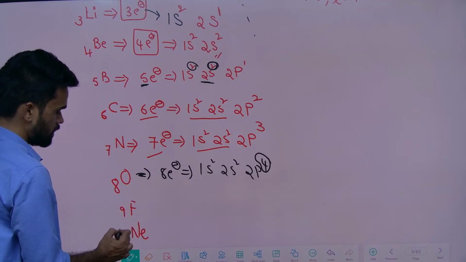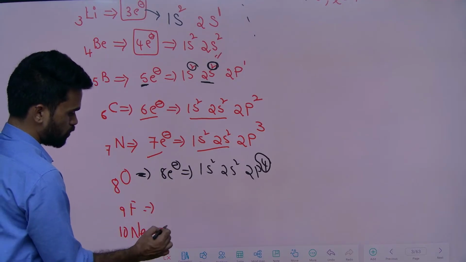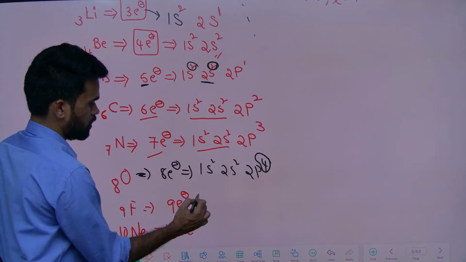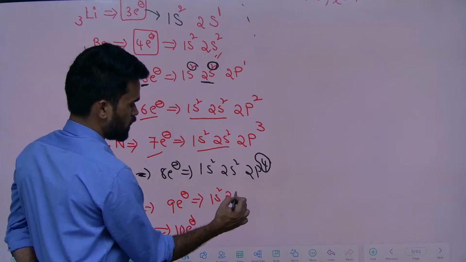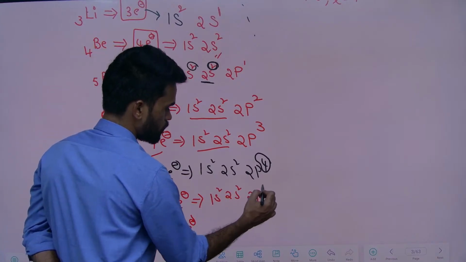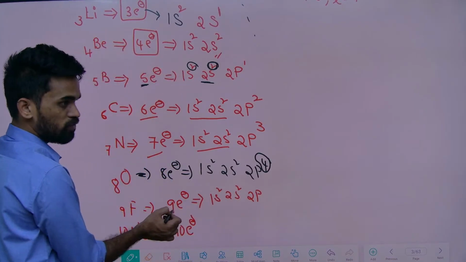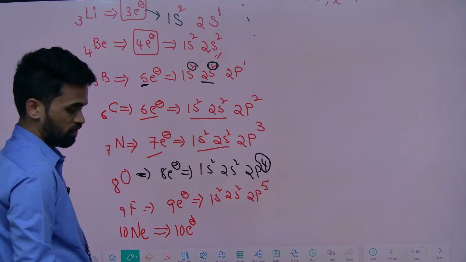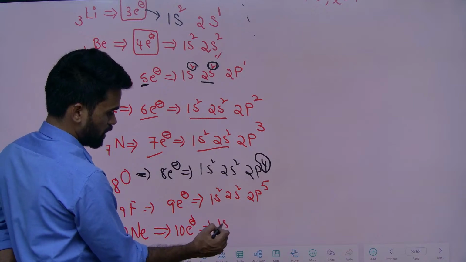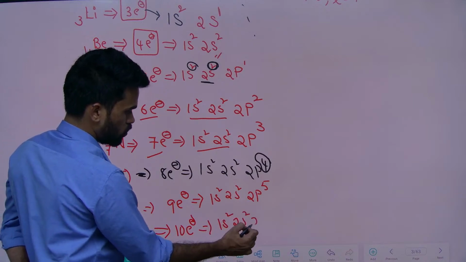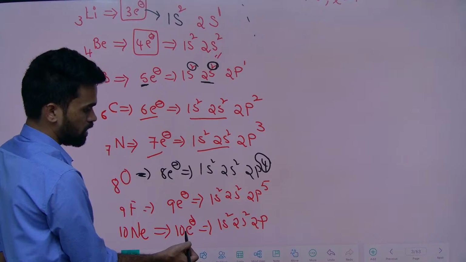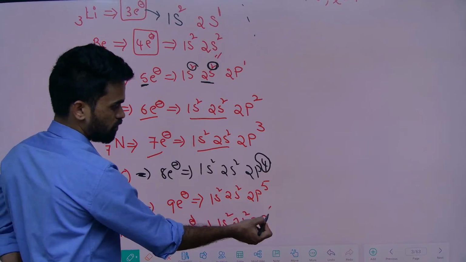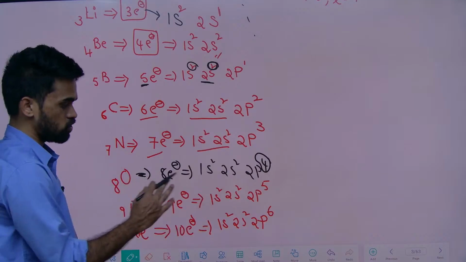Okay, so next, fluorine, neon. This is 9, this is 10. So tell me, here it is 9 electrons, here it is 10 electrons, right? Yeah. So it is 1s2, 2s2, 2p. See, 4 over out of 9, so remaining 5 electrons you can fill here. So 10 means 1s2, 2s2, 2p. See, 4 over out of 10, remaining 6, 10 minus 4 is 6, is filled here. Okay, like this. It is over up to here.